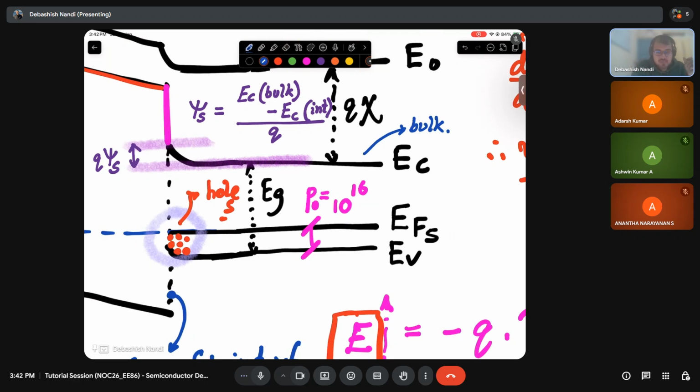So from this equation, can you tell me the sign of surface potential in accumulation? Is EC bulk lower than EC interface?